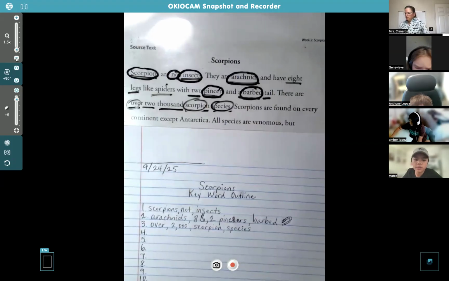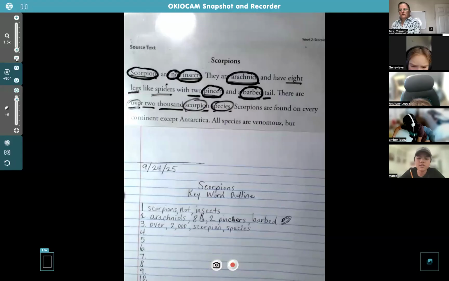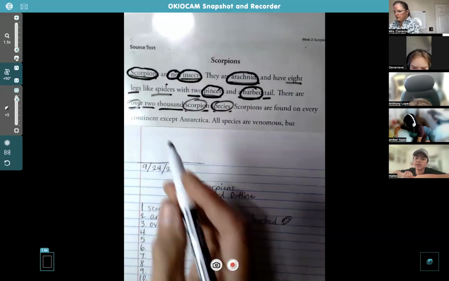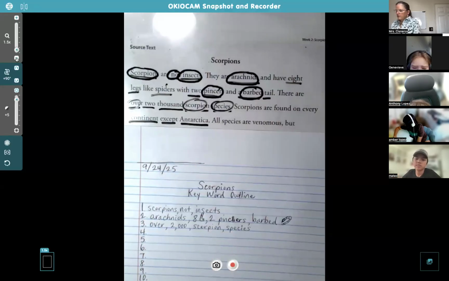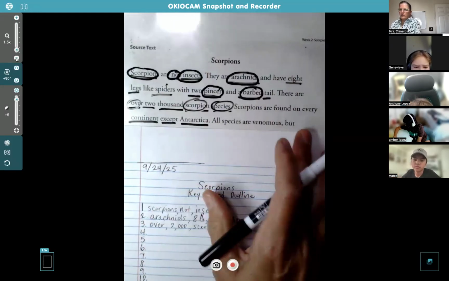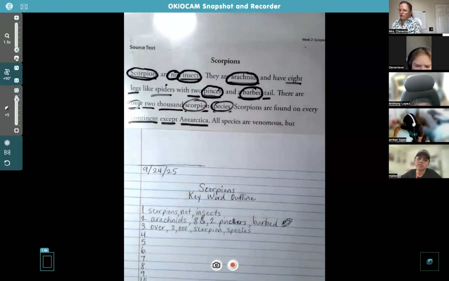Scorpions are found on every continent except Antarctica. I was thinking we could do "continent except Antarctica." Like that's the main one. There are other keywords in here. I know that's already three, but what are the other keywords in the sentence?